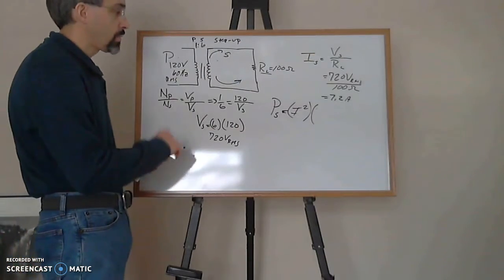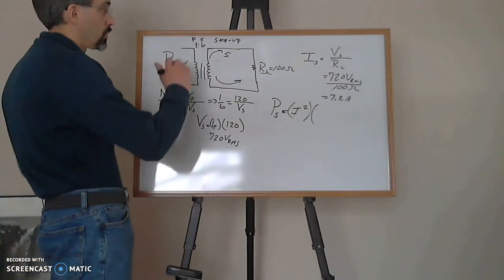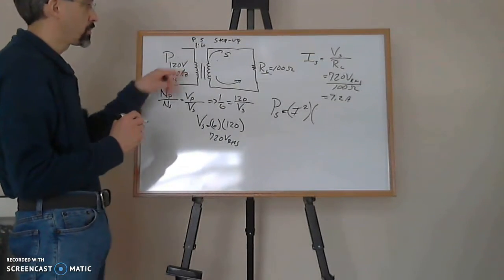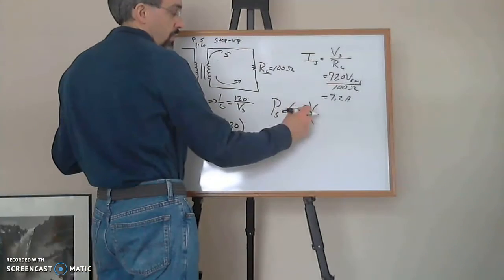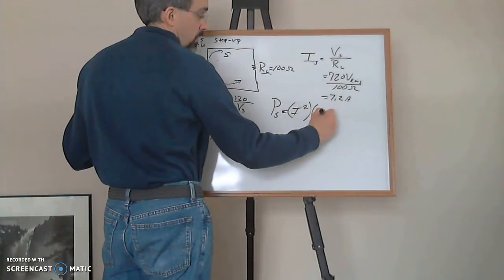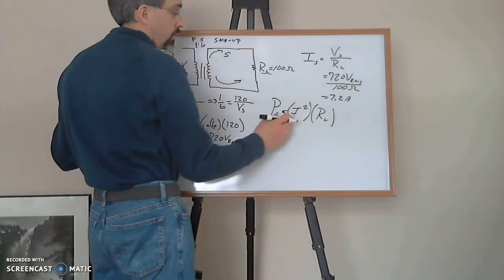Alright, so what I'm going to be doing here is we're going to look at a step-up transformer. So we've got a 1 to 6 ratio, so I just flip these two. What we're actually going to do is figure out the current in the secondary as well as the power in the secondary, I squared RL. So we have those two right there.